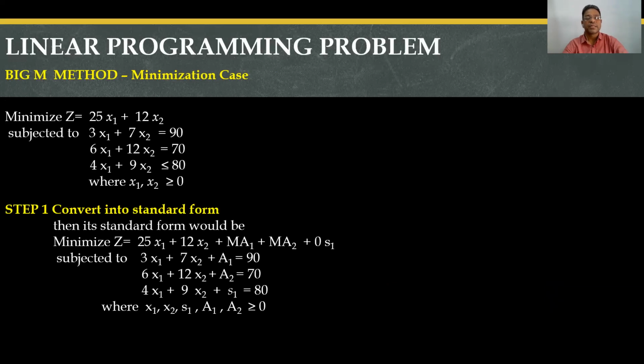Now let us see a minimization case. Since it is a minimization case, here we'll write plus a1, here plus a2, and a huge positive penalty is assigned. Minimization case, positive penalty. You have to remember one thing: whether it is a minimization or a maximization problem, you have to add the artificial variable, so it will always be plus a1 and plus a2. The plus M a1 or plus M a2 will be decided by the type of problem, whether it is maximization or minimization.